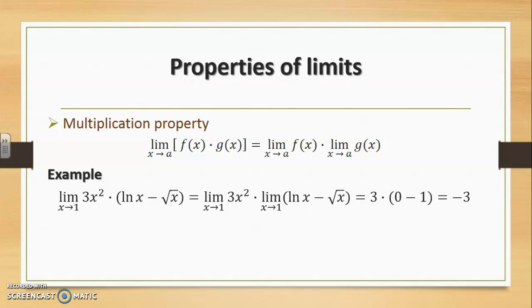For example, if we had the product of 3x squared times ln x minus root of x with a limit forcing x to tend towards 1, we could compute the limit as x tends towards 1 on 3x squared, followed by a separate limit acting on ln of x minus root of x, where x tends towards 1. And the result of each limit can then be multiplied.